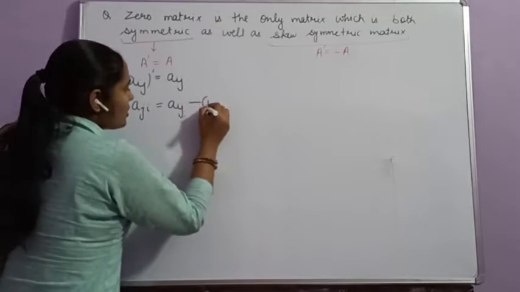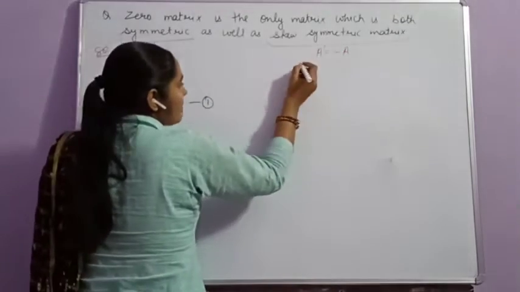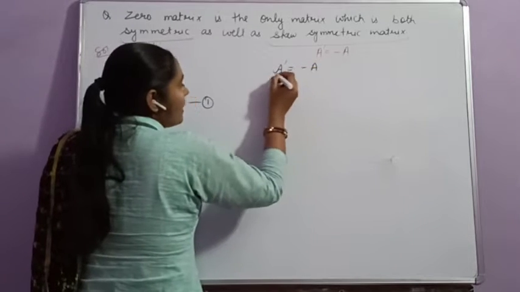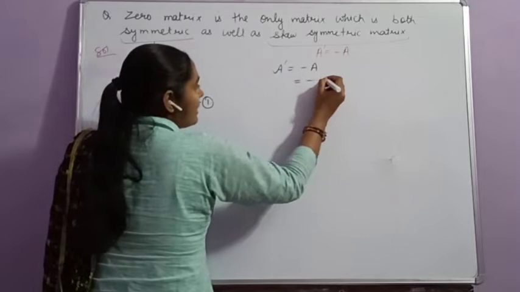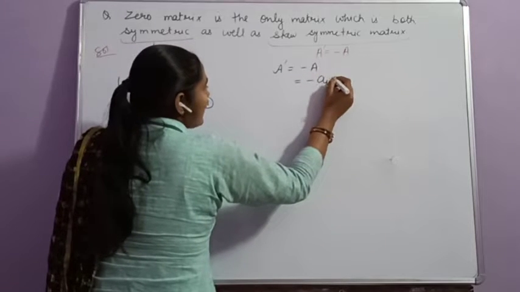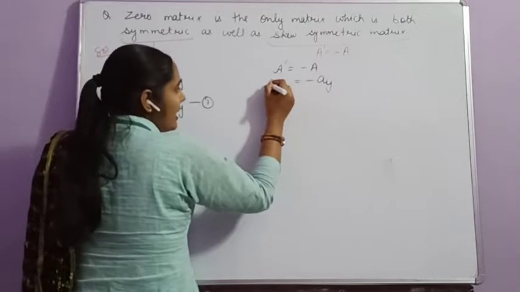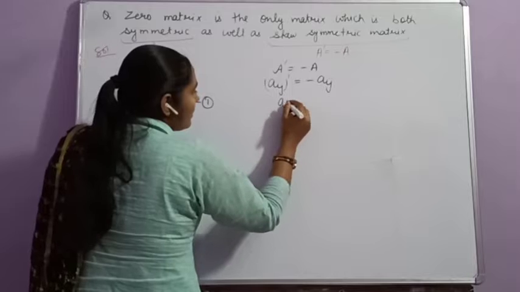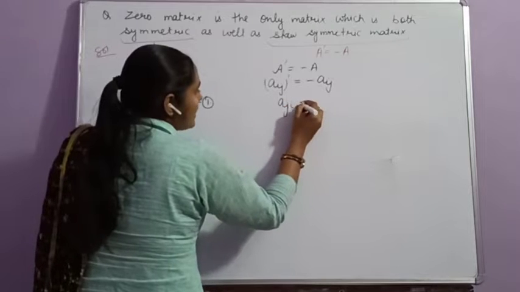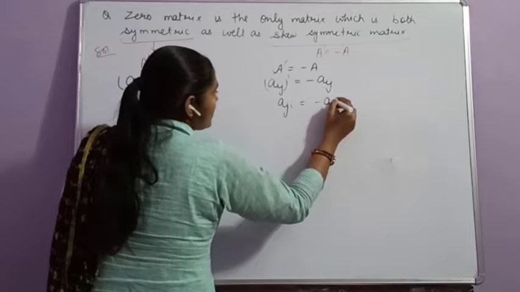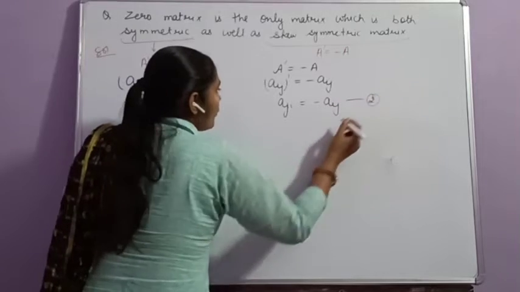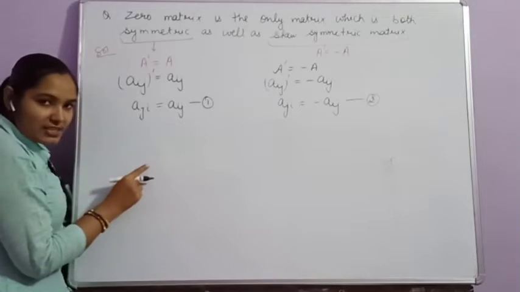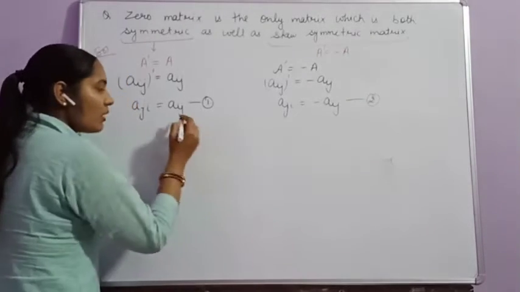That is the first equation. Now we use the skew symmetric matrix property. A transpose is equal to minus of A. Here elements of matrix A are represented as Aij and its transpose is Aji, that is equal to minus of Aij. Second equation. From equations 1 and 2, we can see that the left hand side of both equations is equal, so their right hand sides must be equal.